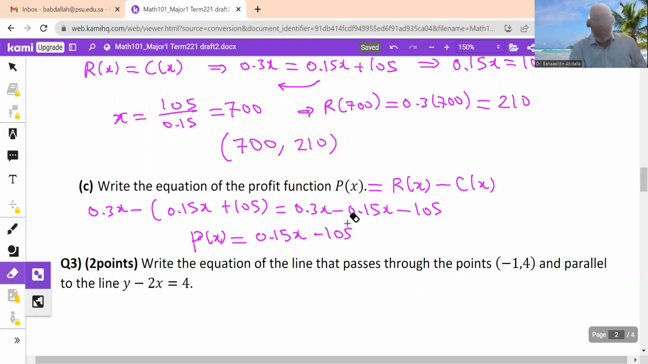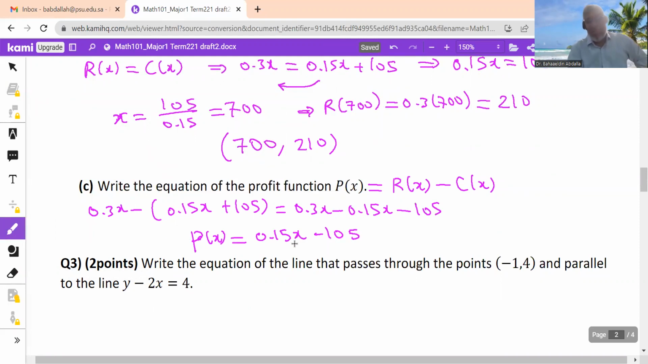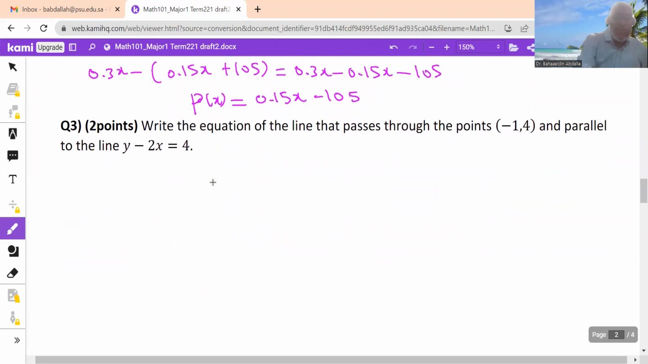And if he asks about the break-even point, the number of items to break even, when you put the profit equal to 0, this also will give you the 700, which is the number of items to break even. Question 3, write the equation of the line that passes through the point and parallel to the line.